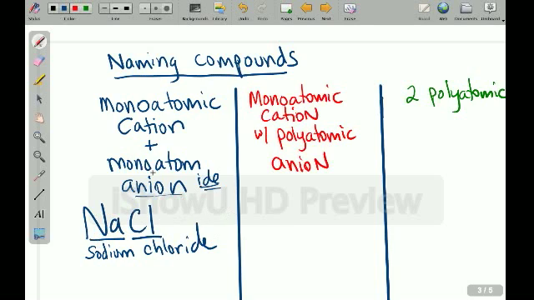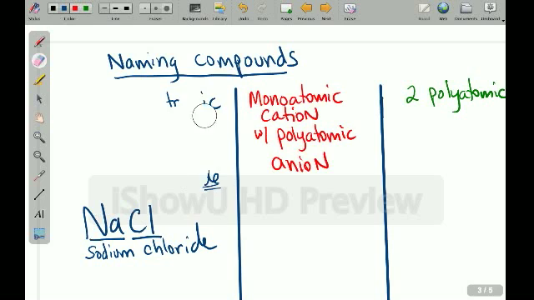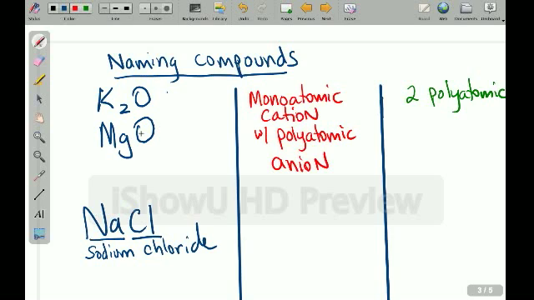Cool. So let's do more mono y mono. Actually, let me erase this so we have more room. Here's some more monos. K2O. Is that right? Absolutely. K2O. Potassium oxide. Magnesium oxide. How about sodium nitride? Man, that sounds like naan, a bread in India. It's delicious.